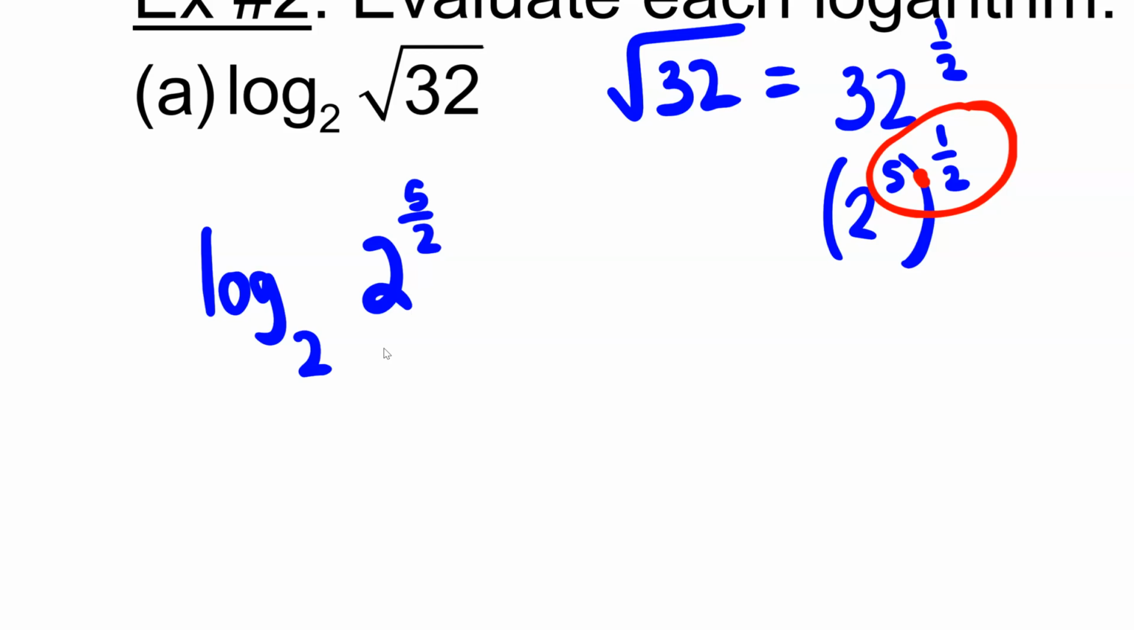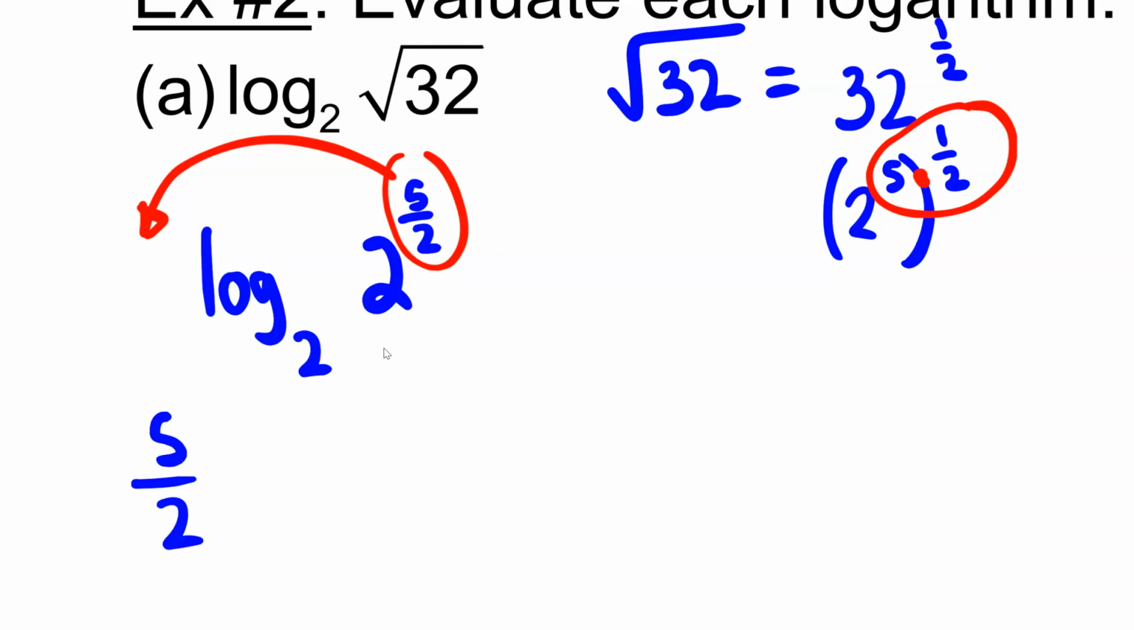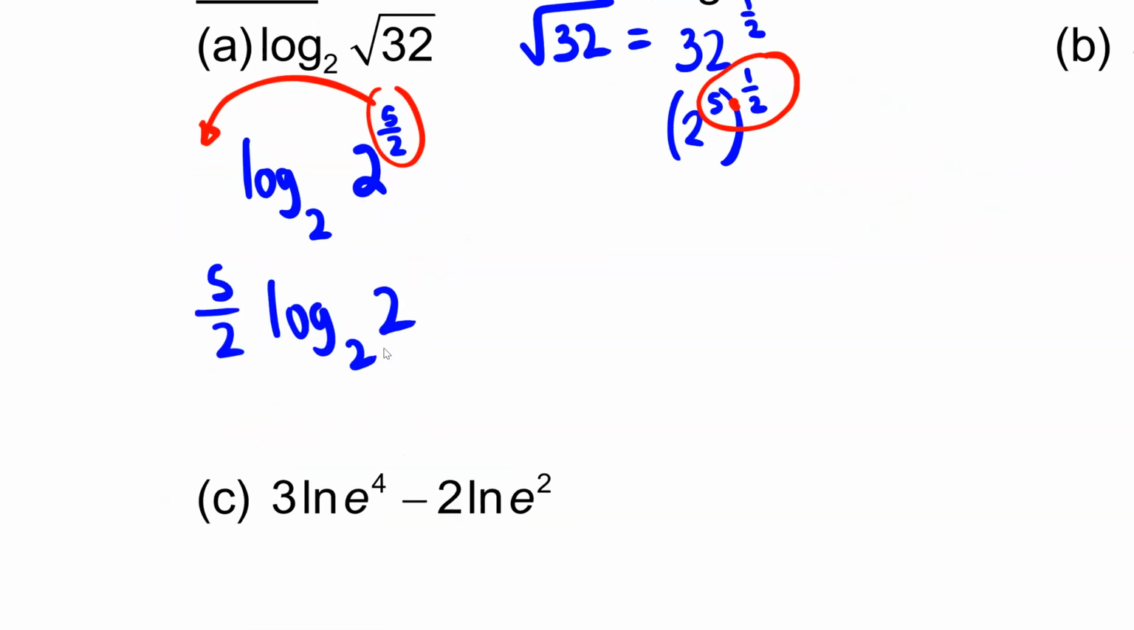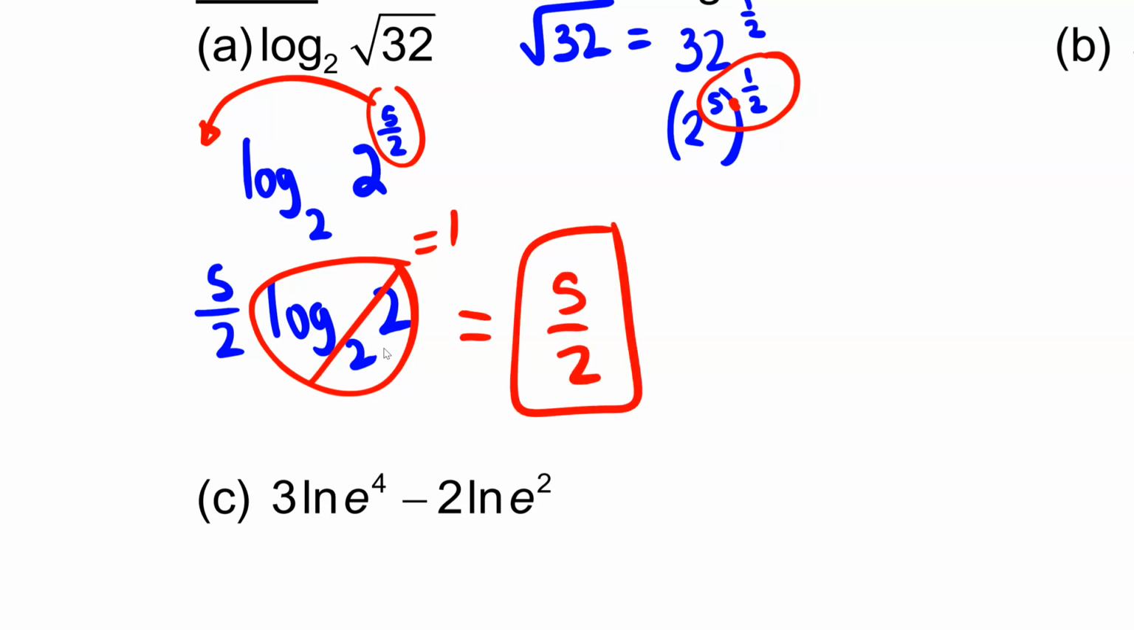Okay, let's use the power property. So bring that out front. This is going to be equivalent to 5 over 2 times log base 2 of 2. What does log base 2 of 2 equal? This is just equal to 1. So that goes away, and we're left with 5 over 2. No calculator required.